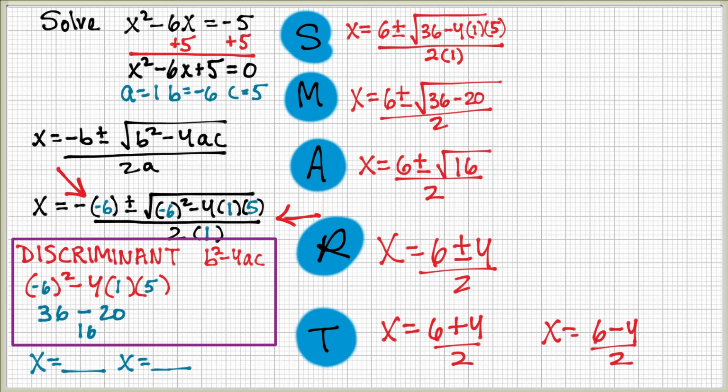So in the first equation, we have 6 plus 4 over 2. 6 plus 4 is 10 over 2. 10 divided by 2 is going to be 5. So our first answer to this quadratic equation is 5. And for the second answer, we have 6 minus 4, which is 2 over 2. And 2 divided by 2 is 1. So the second answer to our quadratic equation is 1.